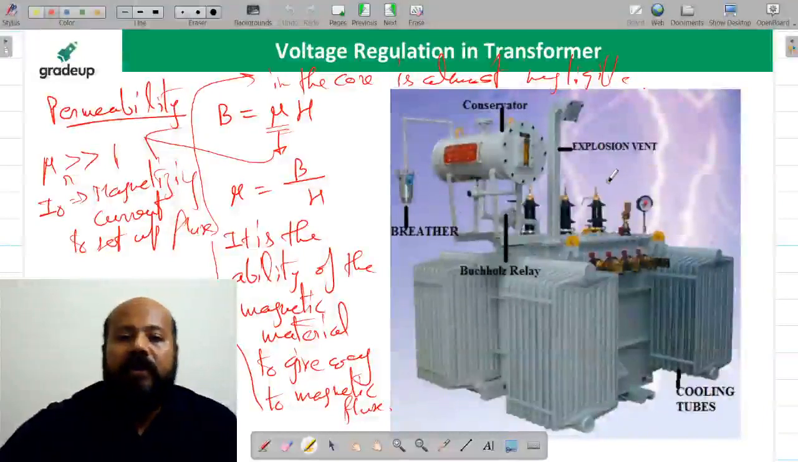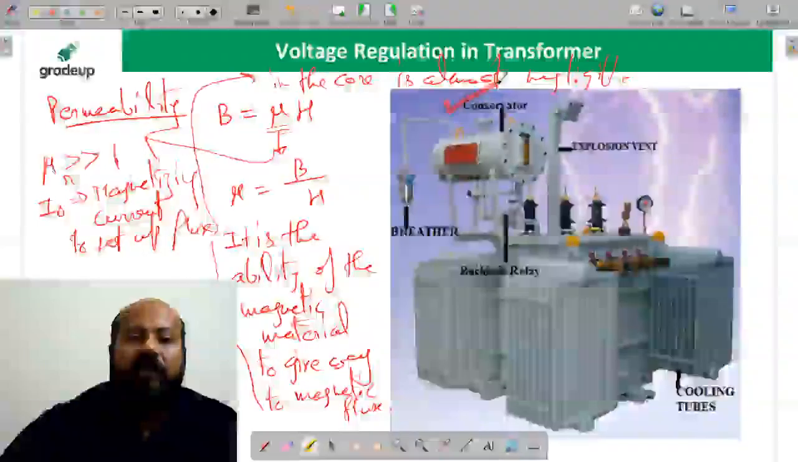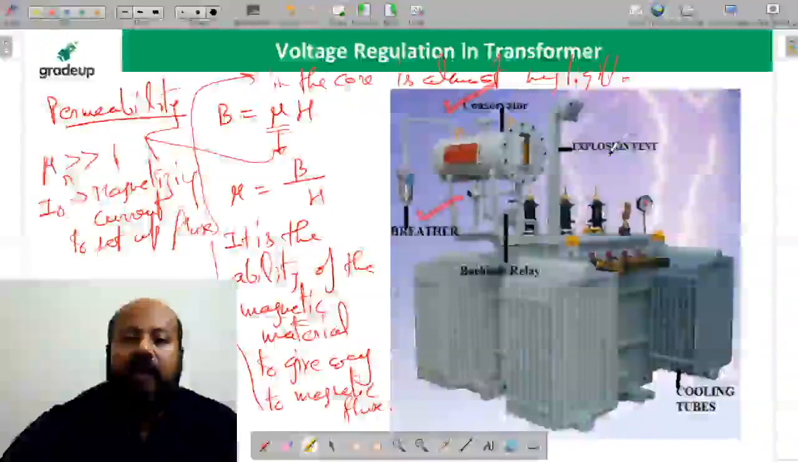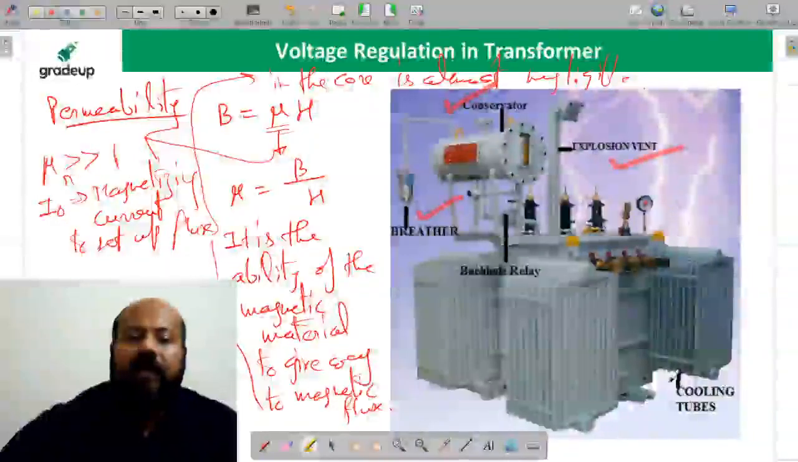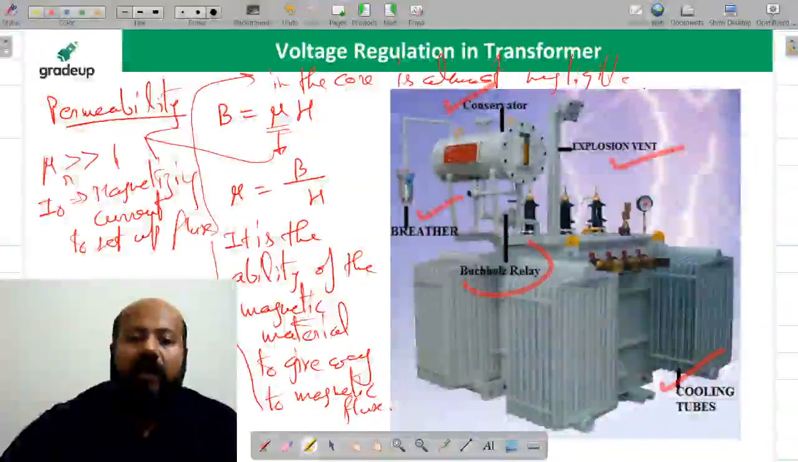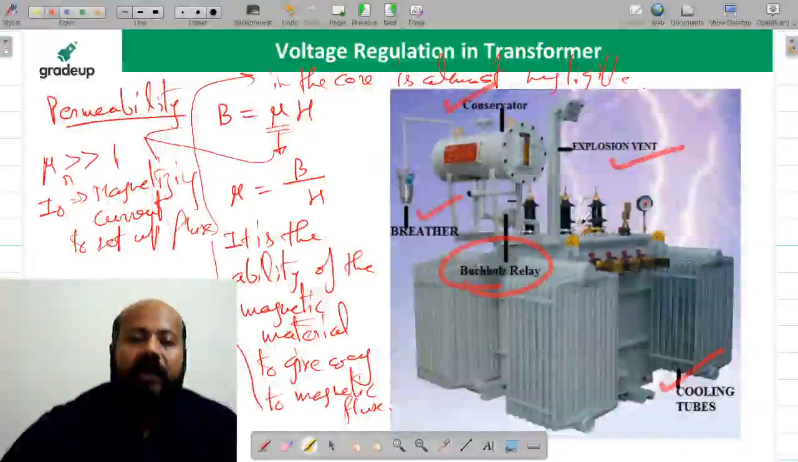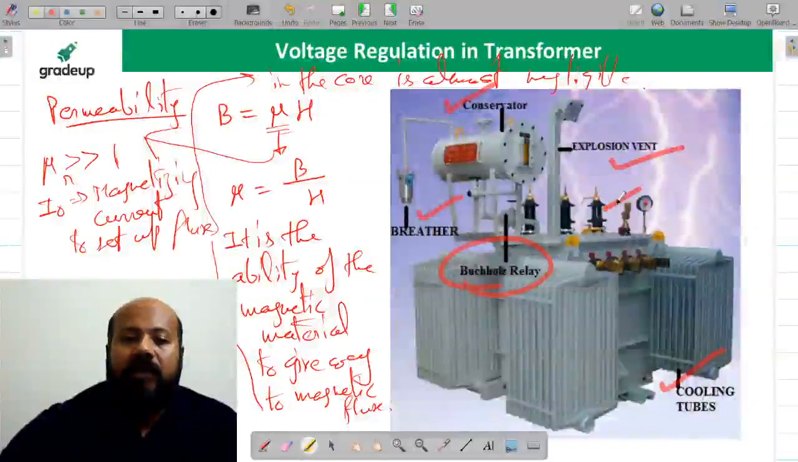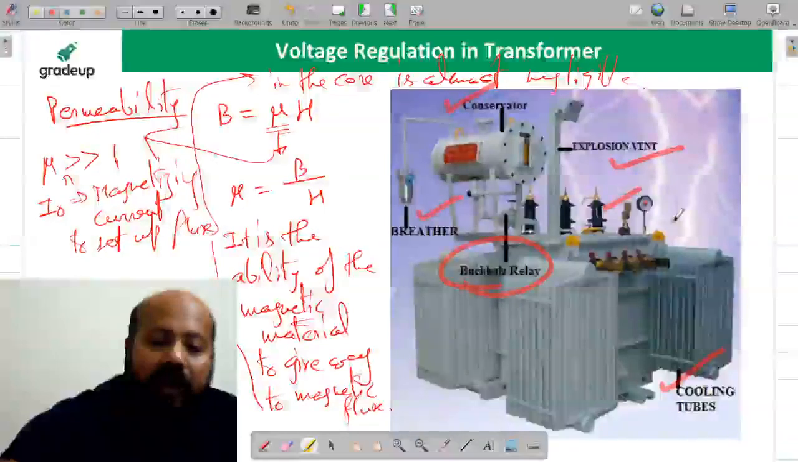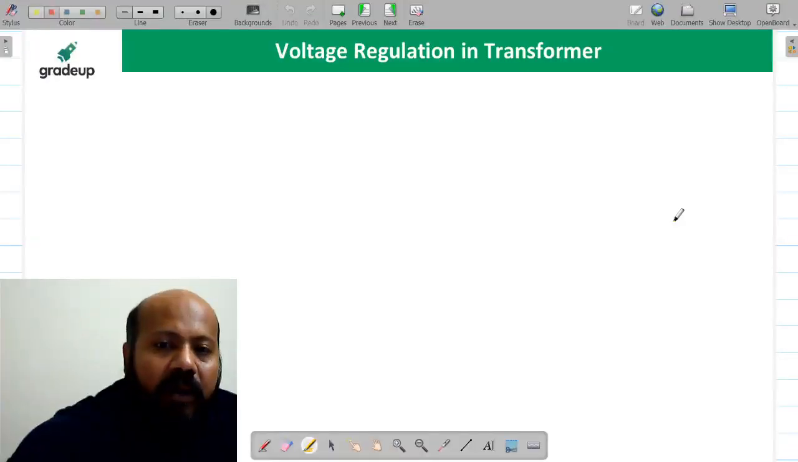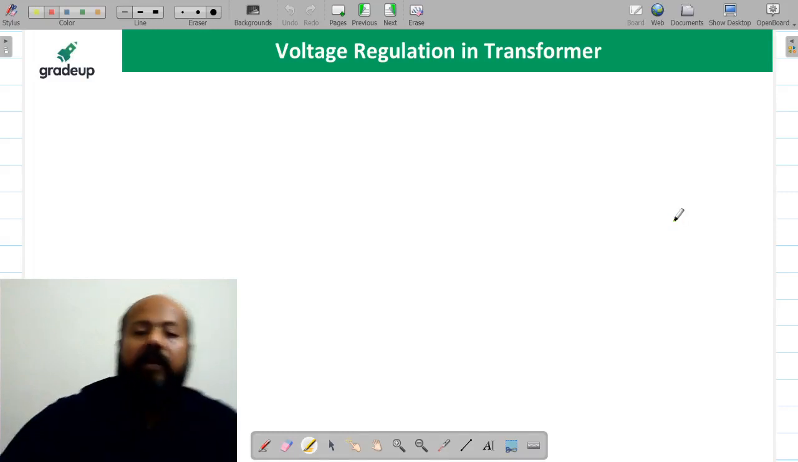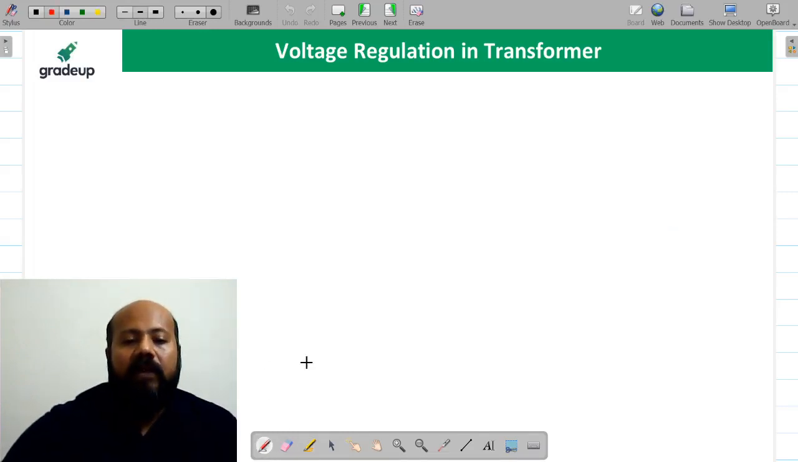You can see on your screen some important parts are mentioned here: conservator, breather, explosion vent, cooling tubes, Buchholz relay, all these things you can see. These are the bushings, you can say. Some small things we are going to discuss about the transformer, but before that I want to give you some practical understanding of the transformer.